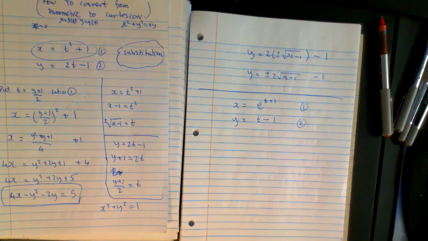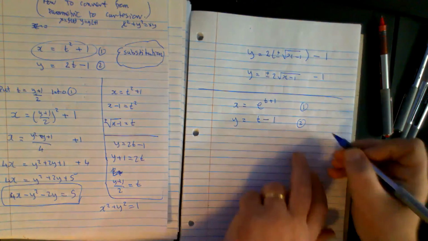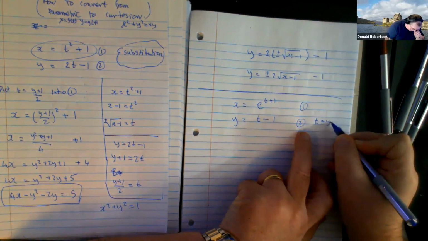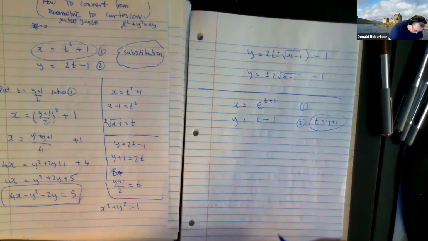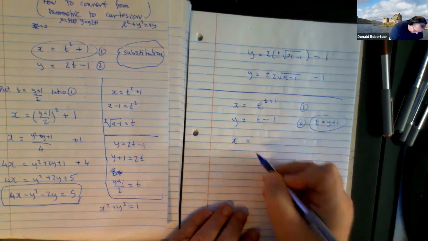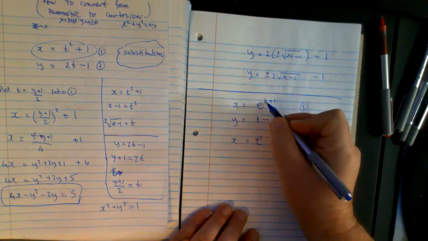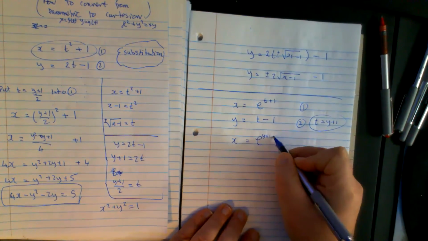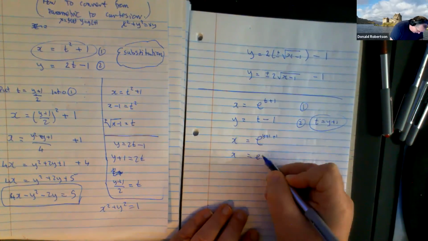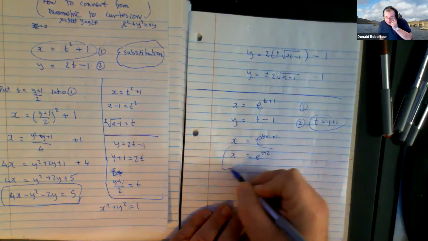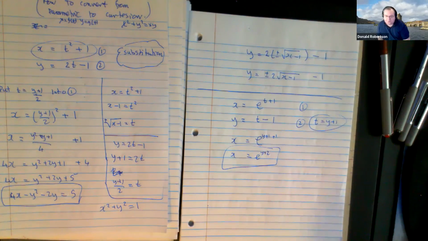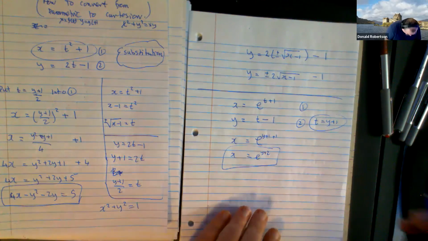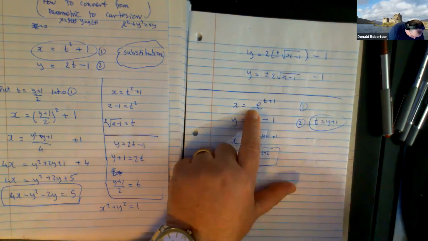Which one of those two do you think would be the simplest and nicest to turn into a t equals? Number 1 or number 2? Number 2 is y plus 1 equals t. Agreed. And that means x is equal to e to the power of y plus 2. Yeah. And would you agree that is very pretty, weird looking, but fine, right? Yeah.